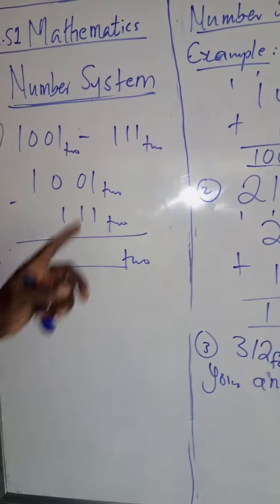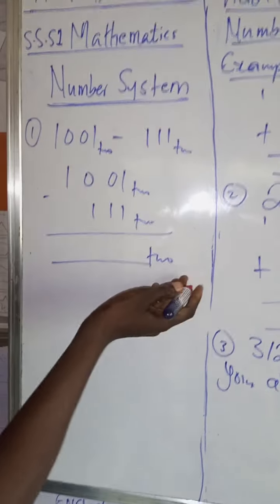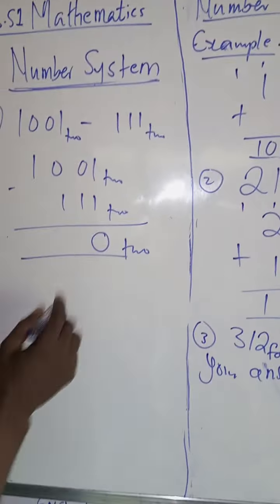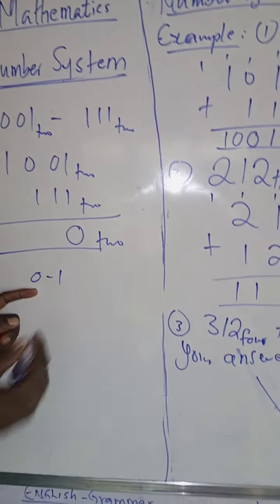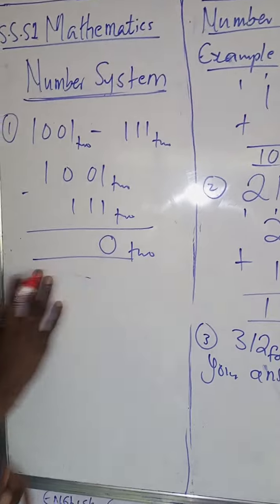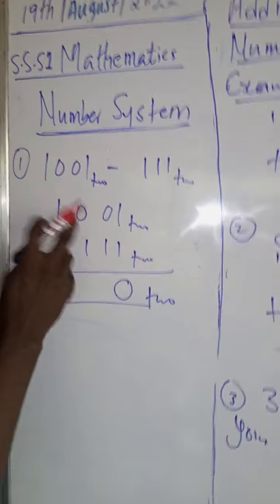So base 2, 1 minus 1 is 0. It's not up to the base. I write it down. Then 0 minus 1. This is never possible. You are not counting anything. They ask you to remove 1. Definitely it's not possible. Then you come to this side.